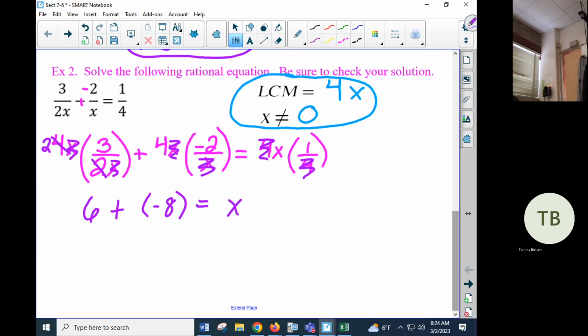And then I just have to simplify. 6 plus a -8 is -2. So that is my answer. And the only thing x couldn't equal is 0, so we're good. I don't think you'll find today that you'll have any empty sets, but tomorrow we will.